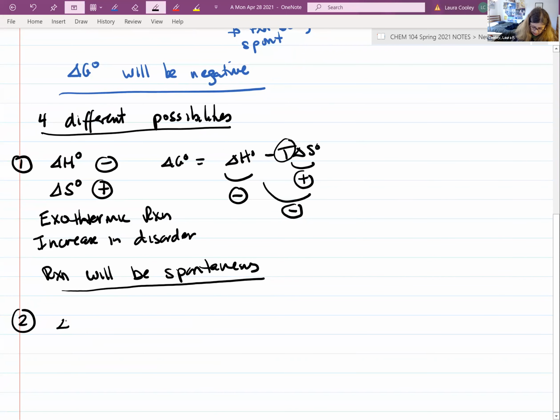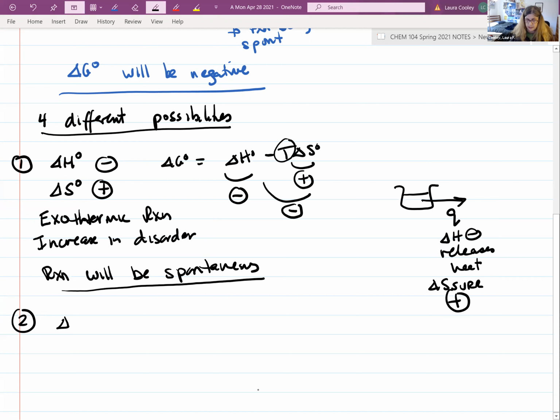And that makes sense actually, because here's your system. The system is releasing heat. I know that because the delta H is negative. So the system releases heat, which means that the delta S surroundings is positive. But at the same time, there is a greater amount of disorder or energy dispersal in the system. The delta S is positive.